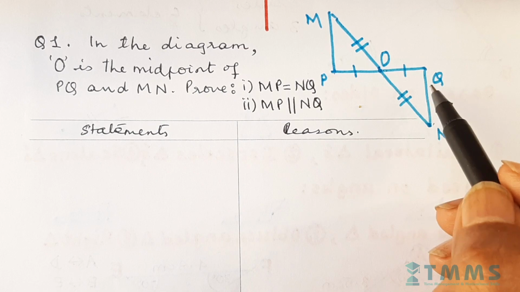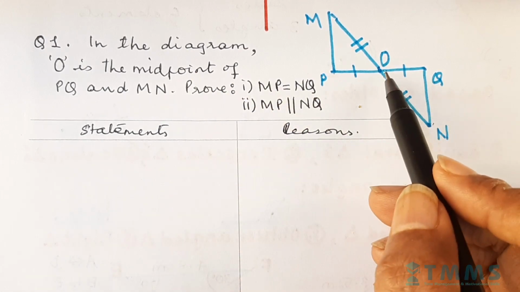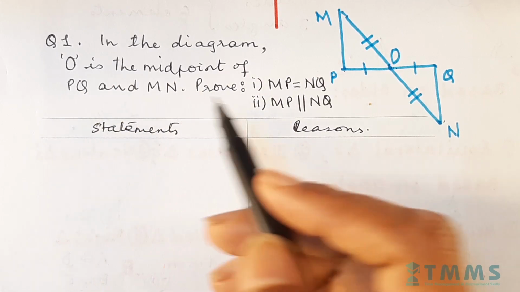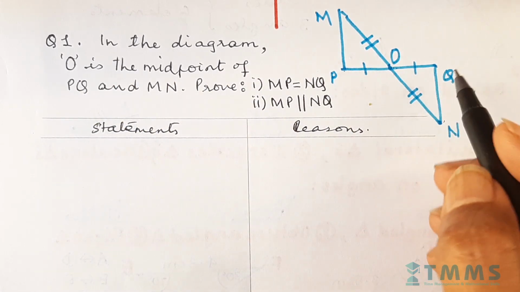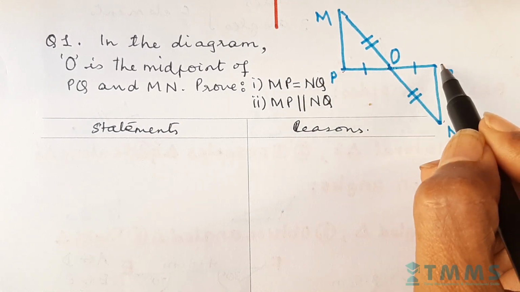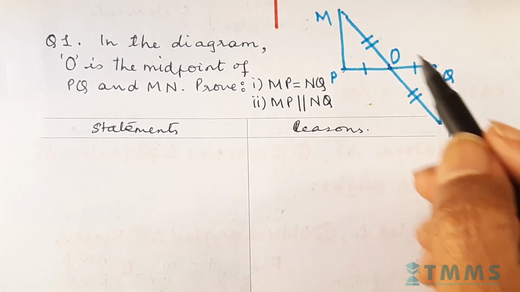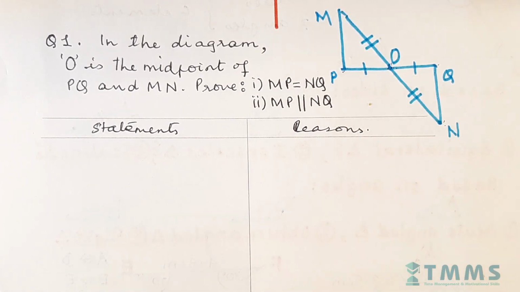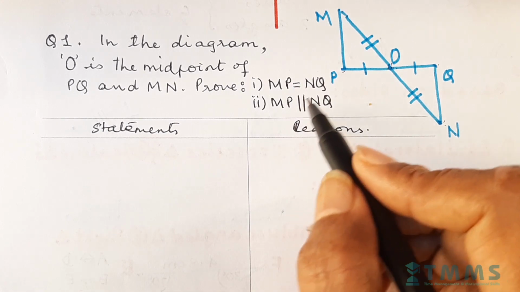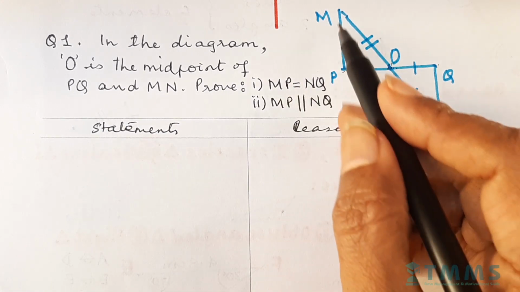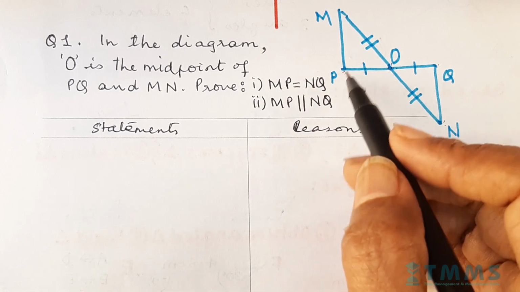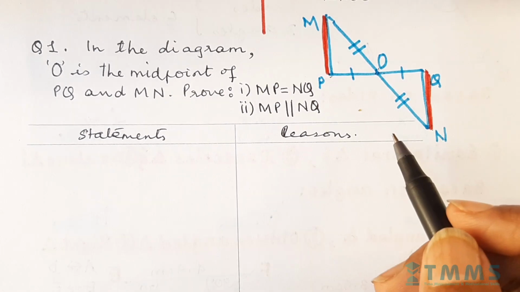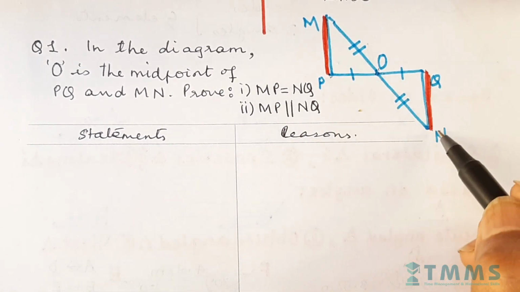Let us look at our question number 1. We have a diagram here, and in this diagram you can see point O, and O is the midpoint of PQ and MN. So if O is the midpoint of PQ, PO will be equal to OQ, and O is the midpoint of MN, so MO is equal to NO. And we have to prove that MP is equal to NQ and MP is parallel to NQ. So I have marked MP and NQ.